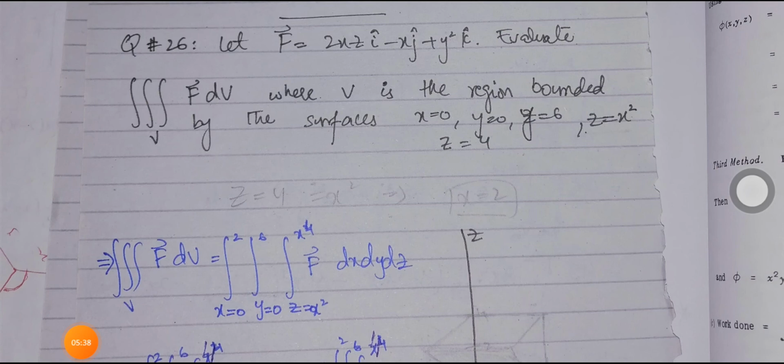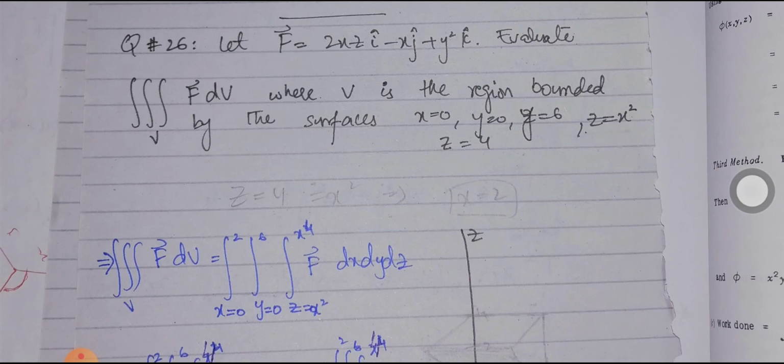Next we have question number 26. Let f is equal to 2xz i cap minus x j cap plus y square k cap, and we are going to evaluate the volume integral of this vector field f, where v is the region bounded by the surfaces x is equal to 0, y is equal to 0, y is equal to 6, z is equal to x square, and z is equal to 4.